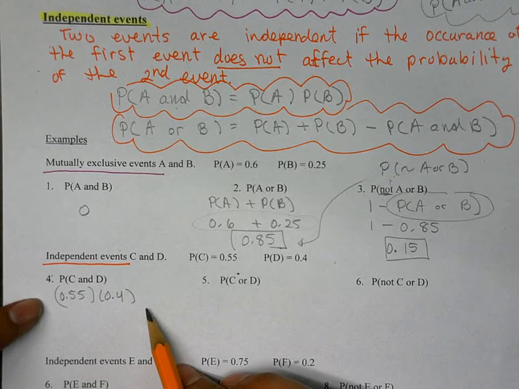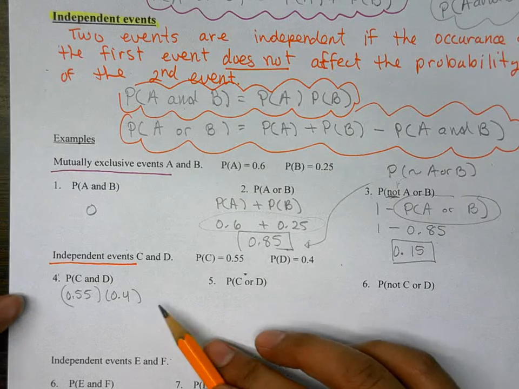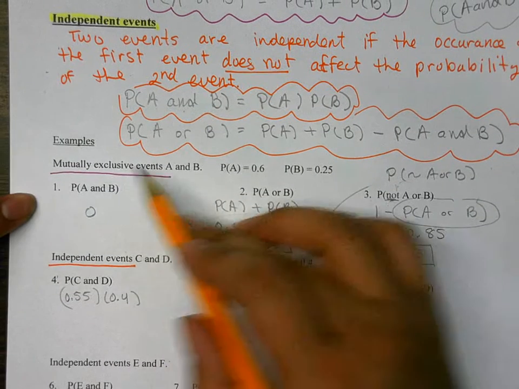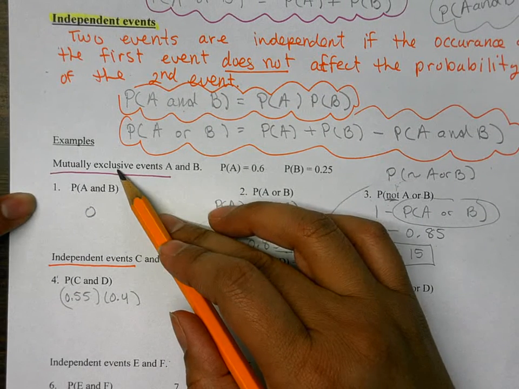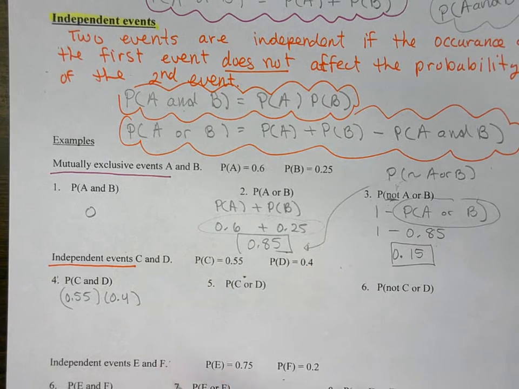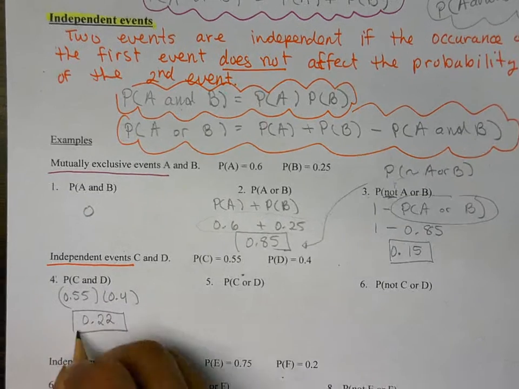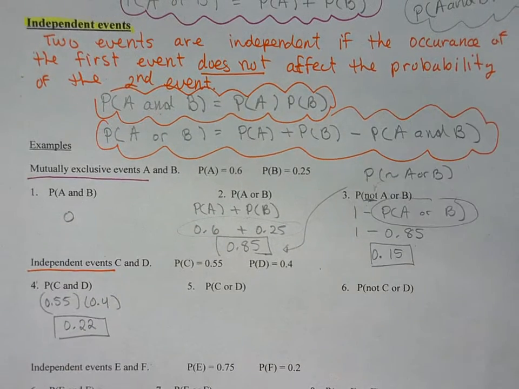Why do I multiply here but say 0 over here? Independent. This one's independent, where this one is mutually exclusive. Mendoza, you need to be paying attention. Can you guys multiply it in your calculators? You all have calculators out there. 0.22. All right. C or D.